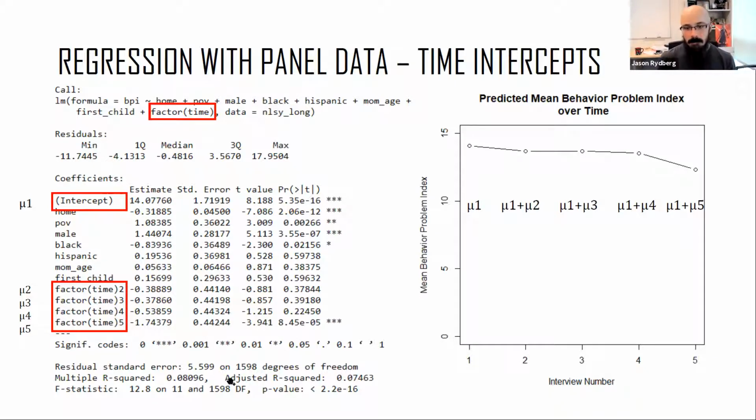Additionally, down here, you'll see our residual standard error. So this is on average, how far off on the behavioral problem index our predicted values are from the actual values on average.